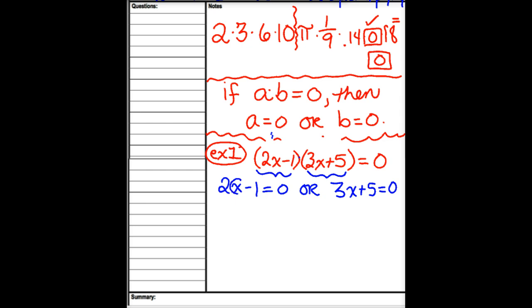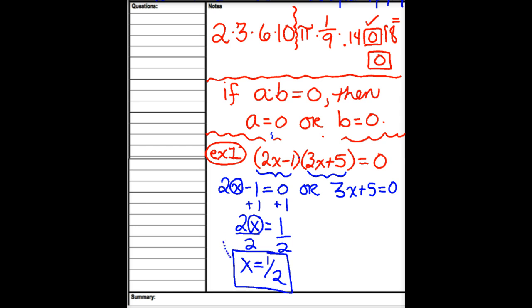And now what I need to do is solve this for x. Well, all I do is the opposite operations. To get rid of a -1, I add 1 to both sides. That gives me 2x is equal to 1. To undo multiplying by 2, I divide both sides by 2, and I get x is equal to 1/2. Now let's go see if that works. I'm going to travel up here and put a half in for x.